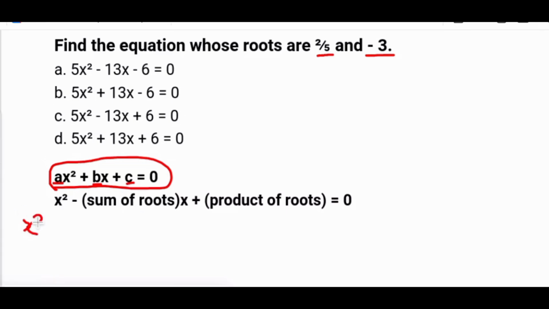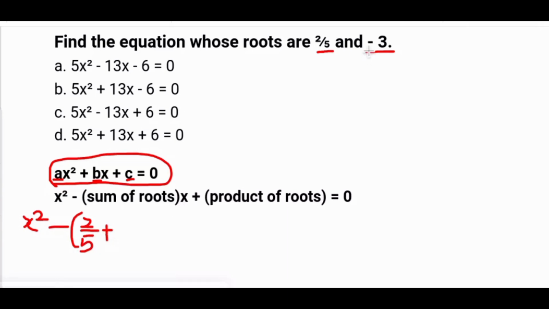So I'm going to be substituting my roots into this equation. So x squared minus, open a bracket, so put in the sum of your roots. My roots here are 2/5 plus -3. So you have to be very careful at this point. The sum means plus, so put the plus sign. And my other root is -3. So for now, put the -3.